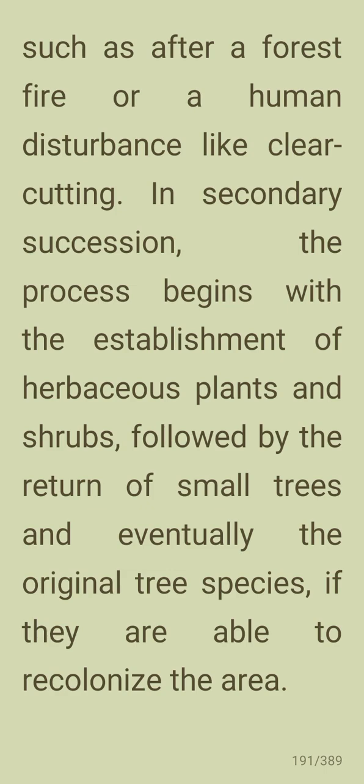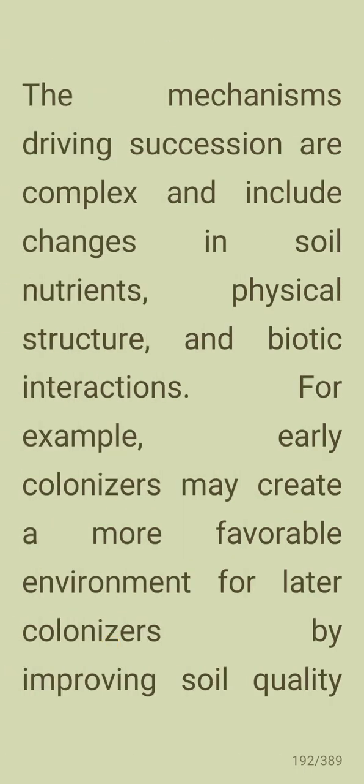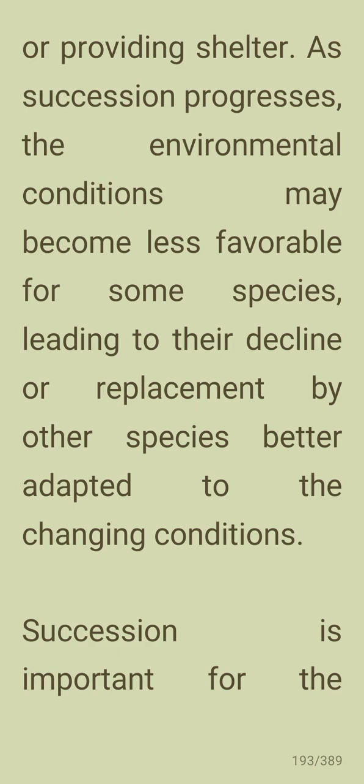In secondary succession, the process begins with the establishment of herbaceous plants and shrubs, followed by the return of small trees and eventually the original tree species, if they are able to recolonize the area. The mechanisms driving succession are complex and include changes in soil nutrients, physical structure, and biotic interactions. For example, early colonizers may create a more favorable environment for later colonizers by improving soil quality and providing shelter.